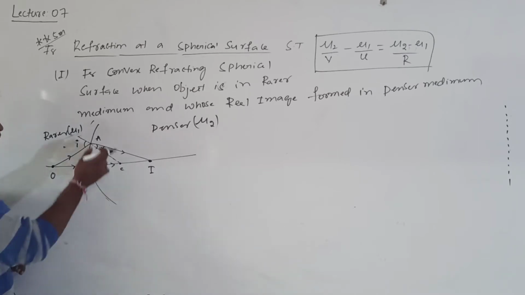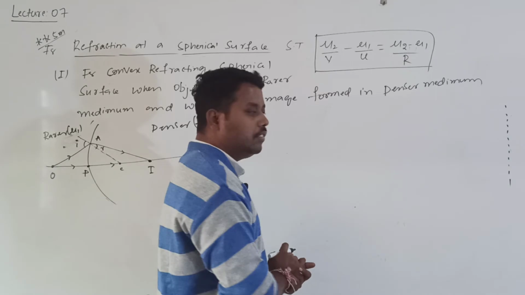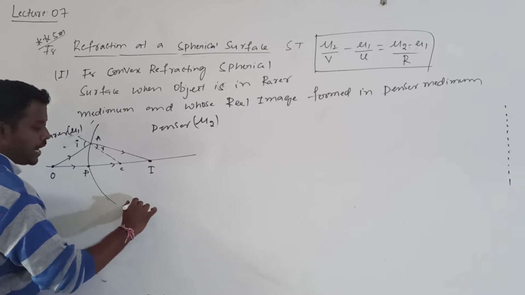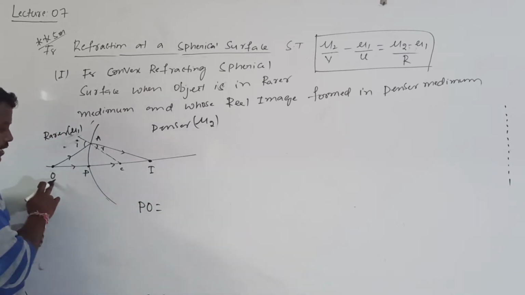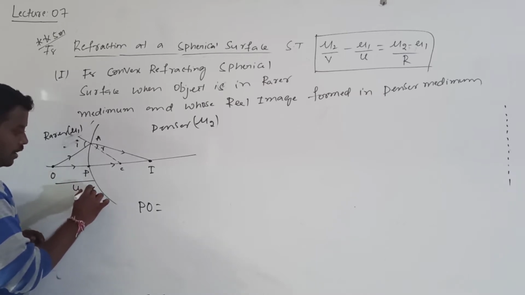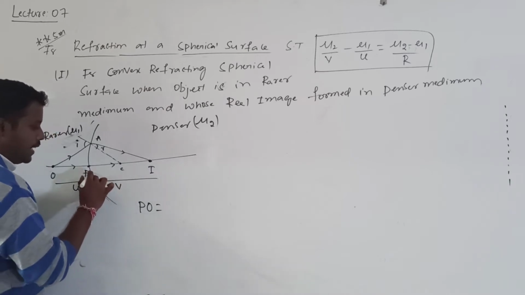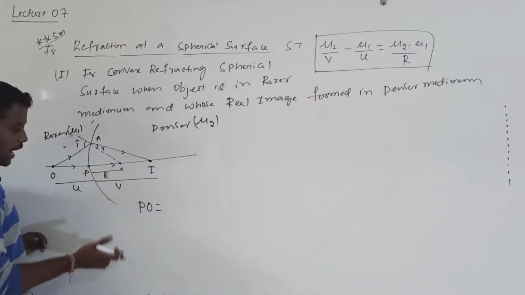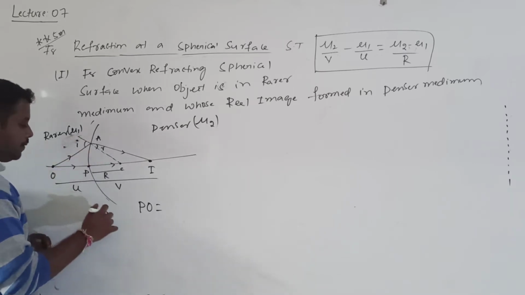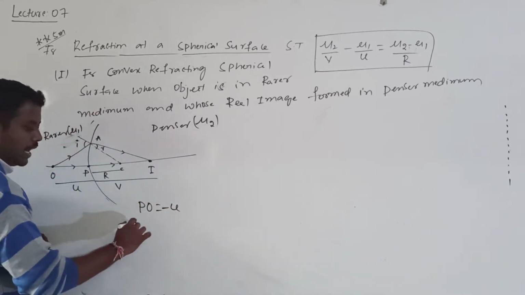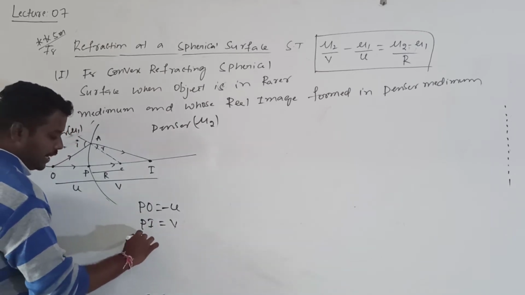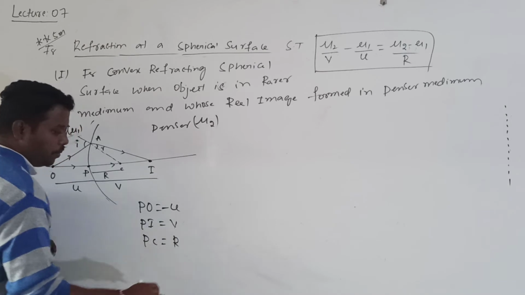So let us suppose now the derivation. The diagram part is over. Now let me write the notation. PO gives us the object distance. PO is the distance of the object from the pole, PI is the distance of the image, and PC is the radius of curvature. If I apply the sign convention, PO is measured in the direction opposite to the incident ray, so it is minus u, whereas PI, measured in the direction of the incident ray, is positive, and PC, measured in the direction of the incident ray, will be positive.